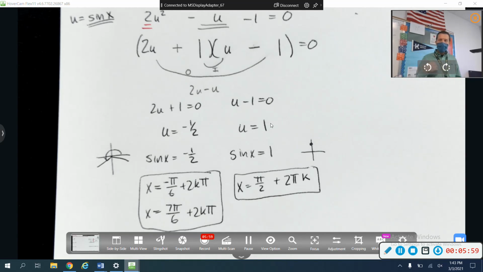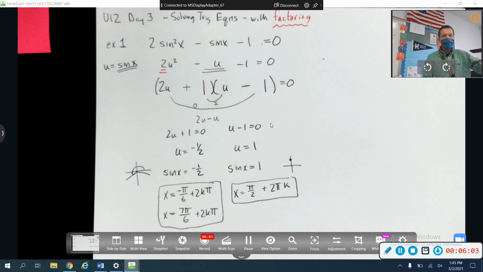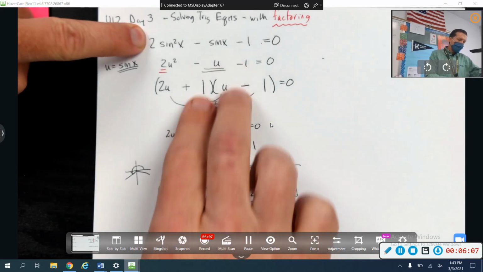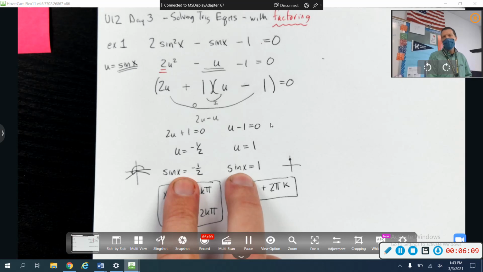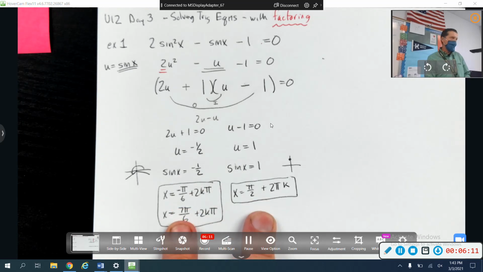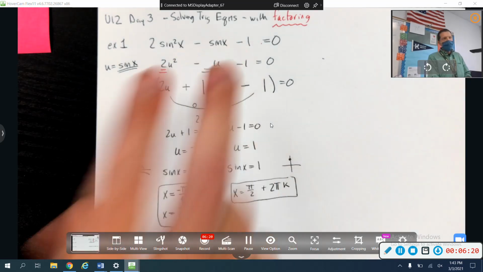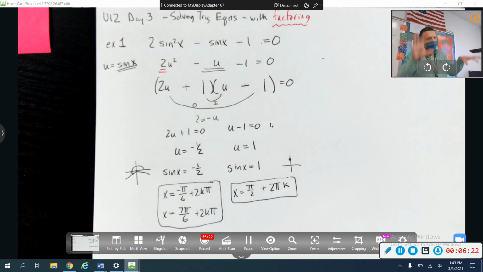So big picture, what happened here is factoring took us from one really complicated equation, split it into two easier equations, and then we got kind of two sets of answers. So, newsflash, all of today's problems basically are two problems in one. You've got to factor to untangle the problems, and then you've got to solve the two problems.